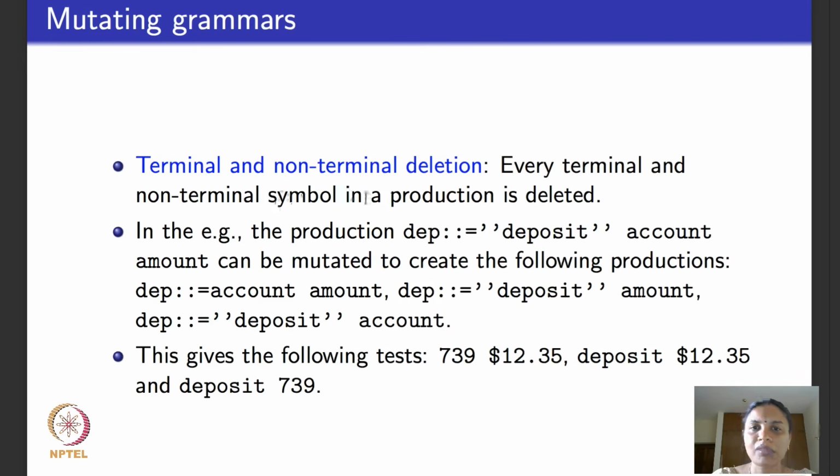The third kind of production rule says you delete the terminals and the non-terminals. Every terminal and every non-terminal in a production is deleted. Of course, if you delete the whole thing, you'll have no grammar left. So you pick and choose a subset that you would want to delete and see, when the restricted grammar is applied, it will obviously generate fewer input strings.